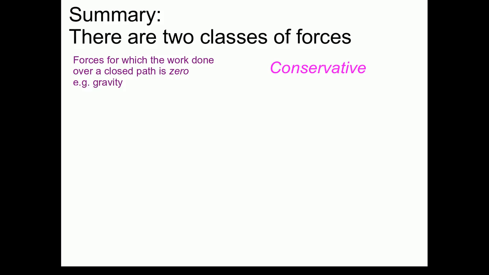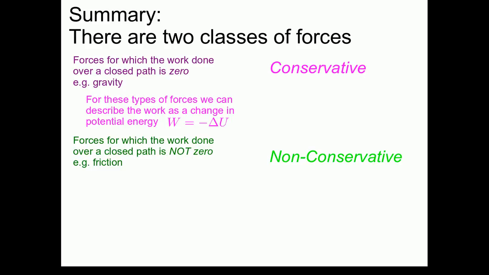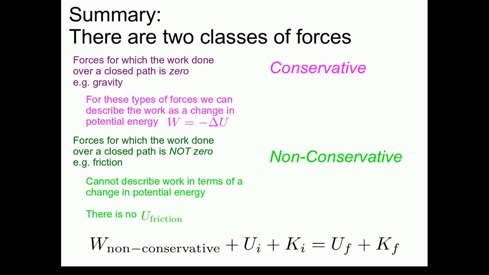So let's summarize. We've seen that there are two classes of forces. Forces over which the work done over a closed path is 0, such as gravity. Such forces are known as conservative. And for these types of forces, we can describe the work done by the force as a change in the potential energy. Work equals minus delta U. We also have forces for which the work done over a closed path is not equal to 0, such as friction. For these non-conservative forces, we cannot describe the work in terms of a change in potential energy. There is no such thing as a potential energy for friction. If we want to include non-conservative forces into our energy calculations, we have to add the work done by the non-conservative force to the left-hand side of our energy conservation equation.